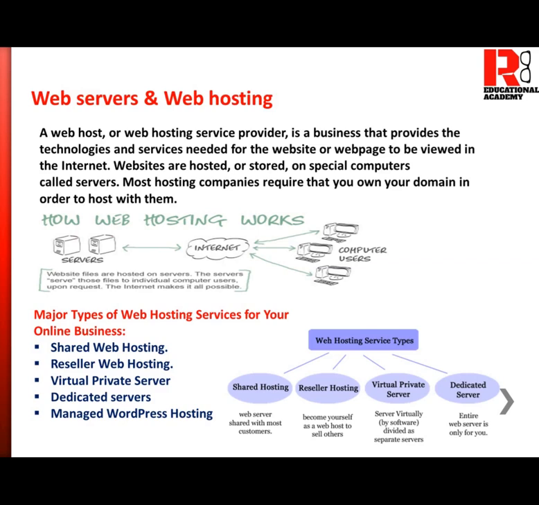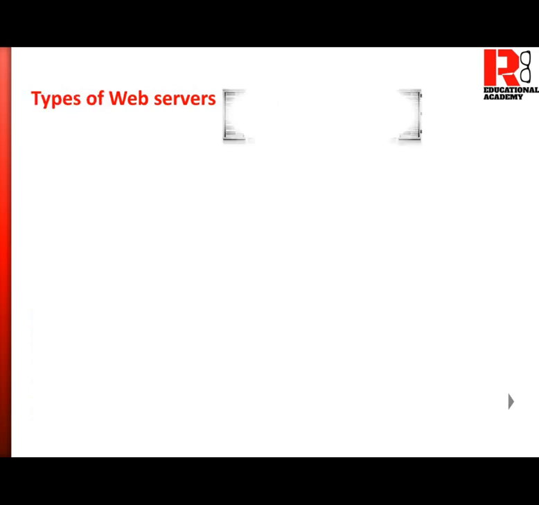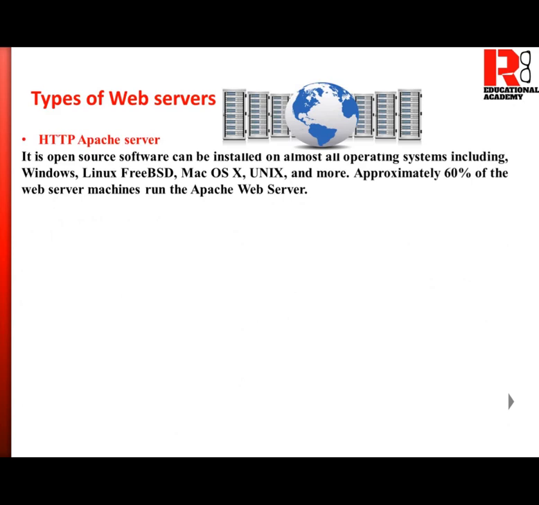to construct your websites. Now talking about the types of web servers. First is the HTTP Apache server. It is an open source software, can be installed on almost all operating systems including Windows, Linux, FreeBSD, Mac operating system, Unix and more. Approximately 60% of web server machines run the Apache web server.